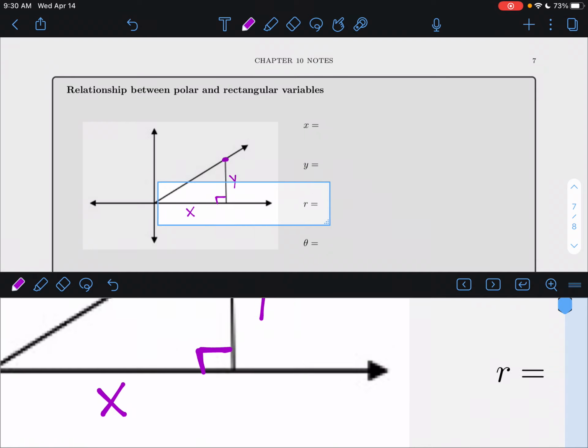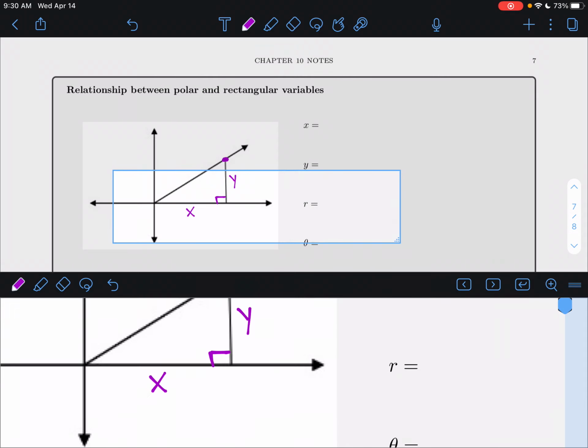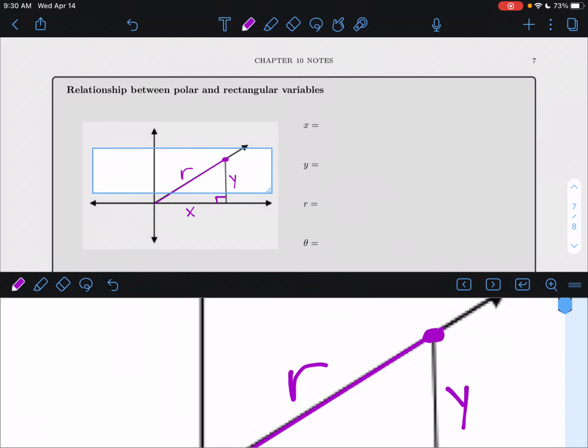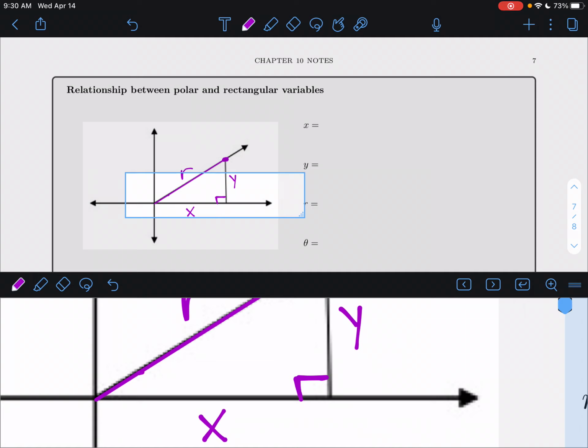And then if I have r and theta as well, well, r is the distance away from the origin or the pole. So that would be r right there. And theta is the angle it makes. So this right here is going to be my theta.